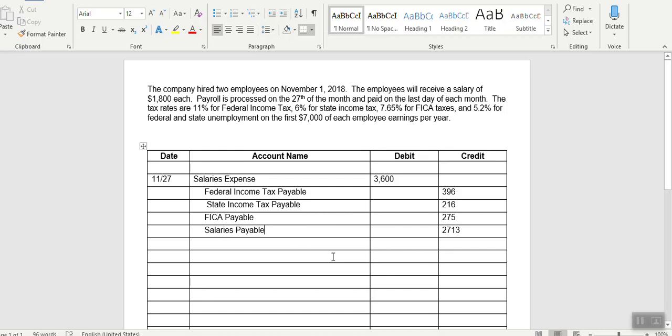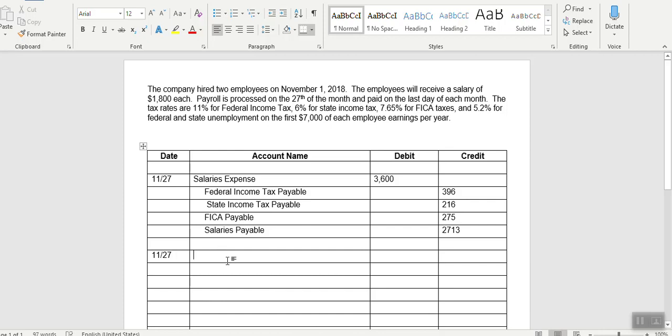So that records your salaries expense, or your salaries and wages expense, or your payroll expense. Just depends on what you want to call it. But that's the cost to you for paying those employees for their work. The second entry is actually going to be on 11/27 also.